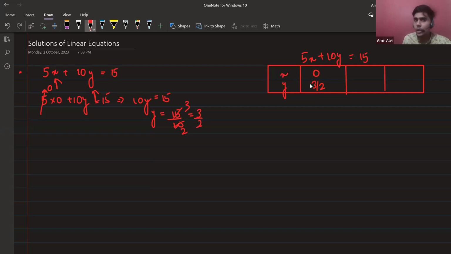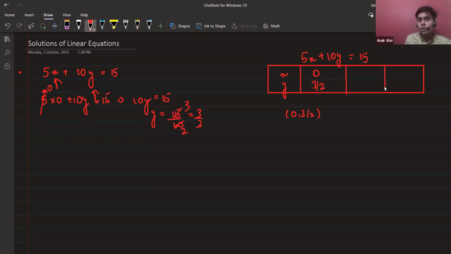Any doubt? Why will y go in division? I mean, it's not division. It's a box. It's a pair basically. You will write the solution as 0, 3 by 2. I told you, coordinates. This will be written like that. Over there, why will we write y equal to 10 by 15? Simrat, 10 will get divided by 15. It's multiplication, so it will get divided. Okay. Got it?